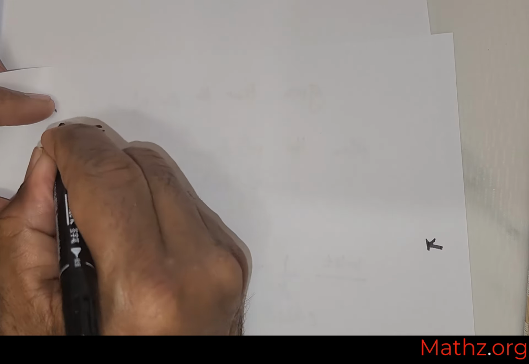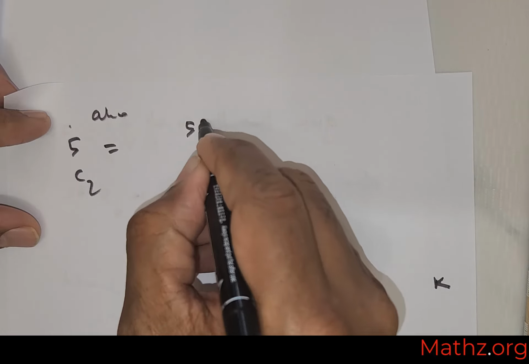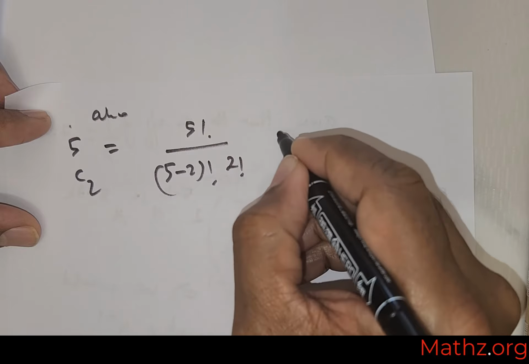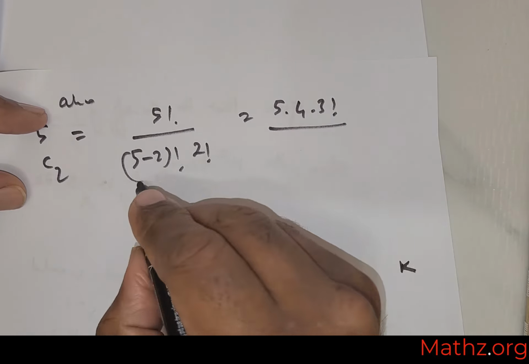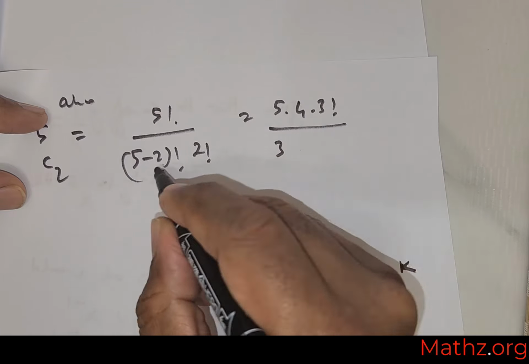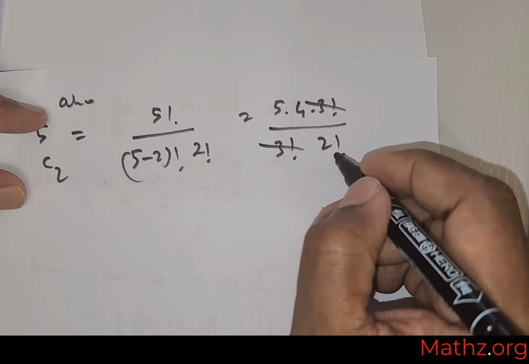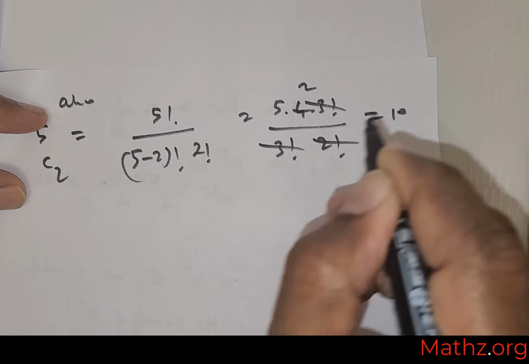Now what is the next step? I will have to actually do 5c2. Okay, 5c2 is what? 5 factorial divided by 5 minus 2 factorial times 2 factorial. So 5 factorial is 5 into 4 into 3 factorial. 5 minus 2 is what? 3. You have a 3 factorial there and you have a 2 factorial there. So 3 factorial gets cancelled. 2 factorial is 2. So 2 divides here 2 times. 5 times 2 is 10.